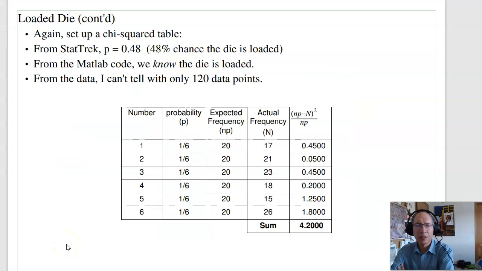Note that if I had access to the source code, the MATLAB code, I would know it's a loaded die. I can look at the source code and see that 10% of the time I'm rolling a 6. If I don't have access to the source code, I really can't tell with only 120 data points.